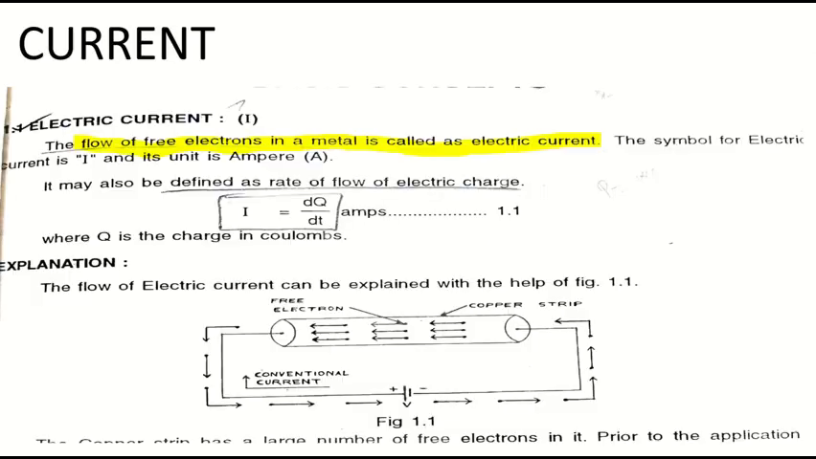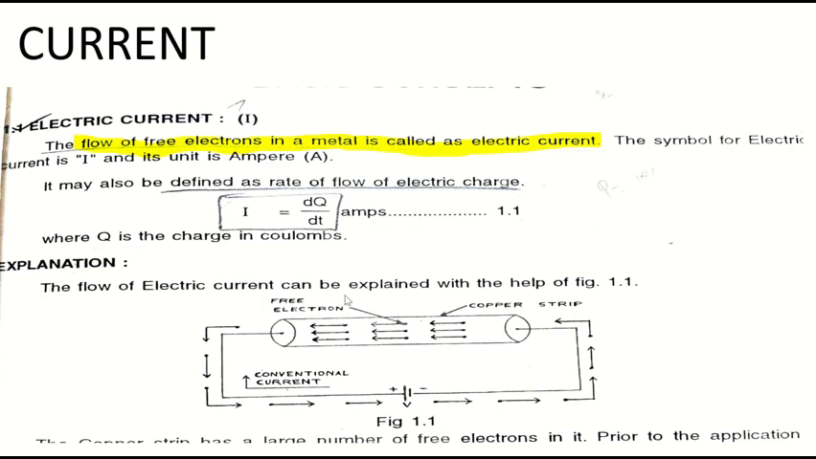So in electrical, there are three important parameters, that is current, voltage, and resistance. First of all, current means the flow of free electrons in a metal is known as electrical current. Or you can say that the electrons without orbit in a metal is known as electrical current also. It is measured in amperes, and it is denoted by capital I.